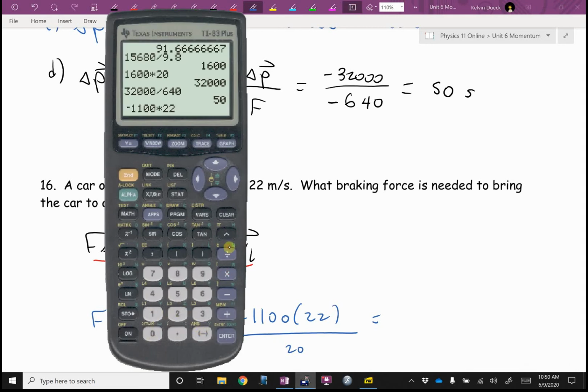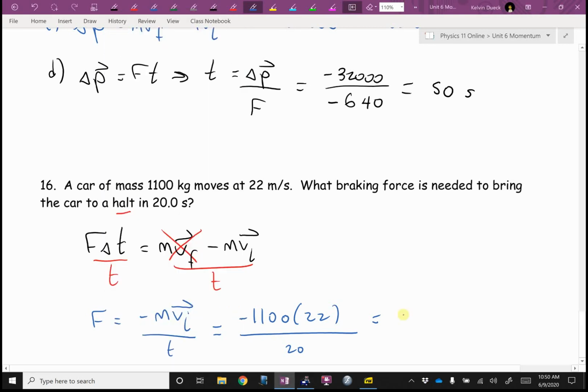What does the negative mean, Mr. Dewick? The negative means the force has to be in the opposite direction that the car is traveling in order to bring it to a stop. Oh, yeah, that makes sense.